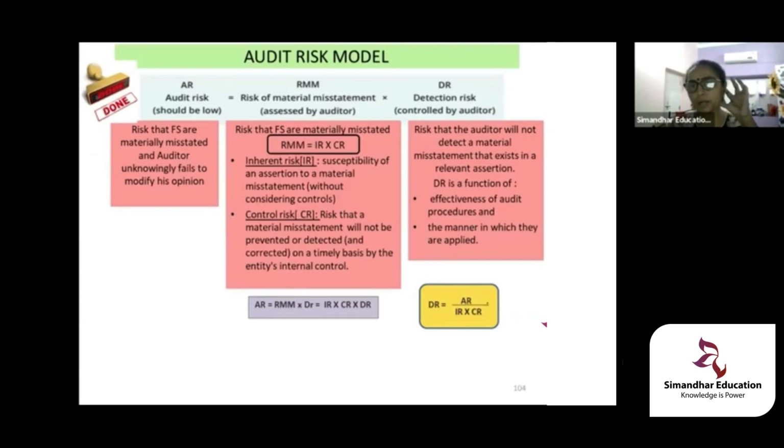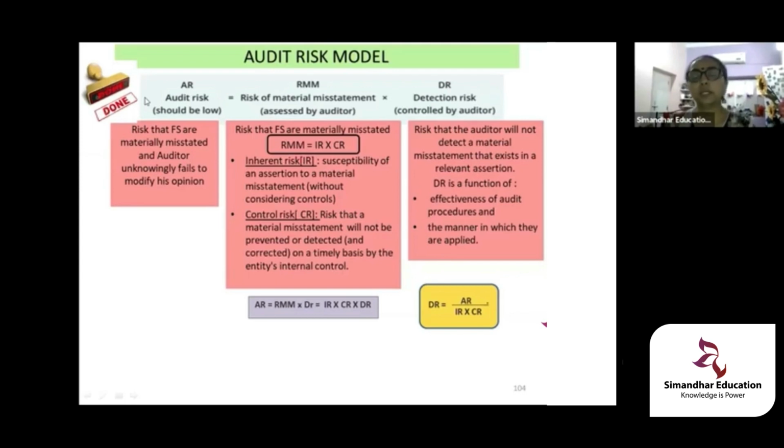Now this part, the audit risk model, is already done. What did we do about this audit risk? We said audit risk is equal to risk of material misstatement into detection risk. So audit risk is the risk that the auditor will not find out where there is a misstatement. So there should be a misstatement and the auditor does not find it. Risk of material misstatement, this we have done. I'm going fast because the same slide we have done earlier in a different scenario, so I'm explaining the same thing again.